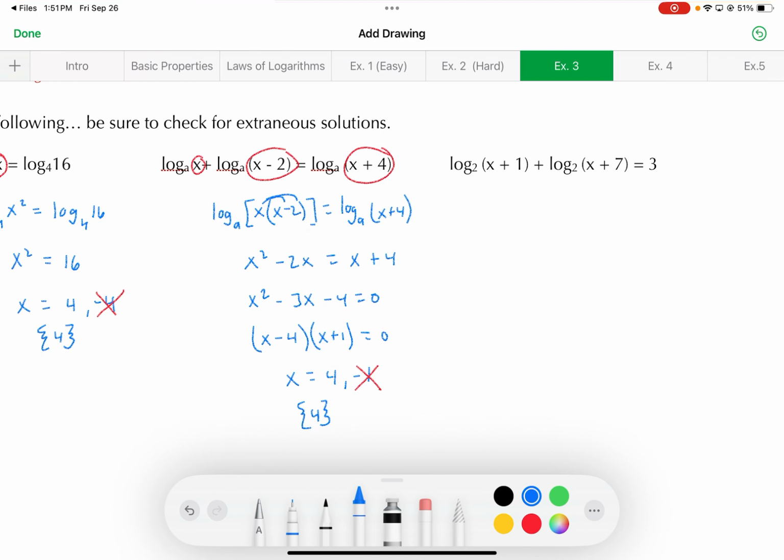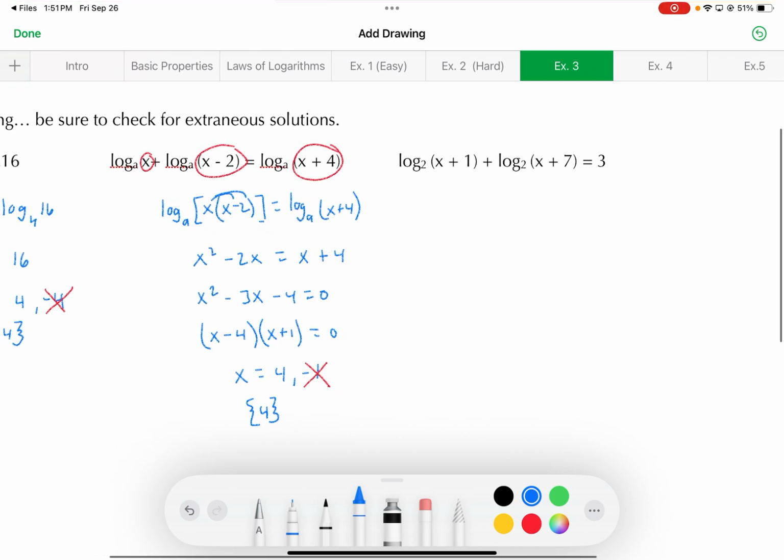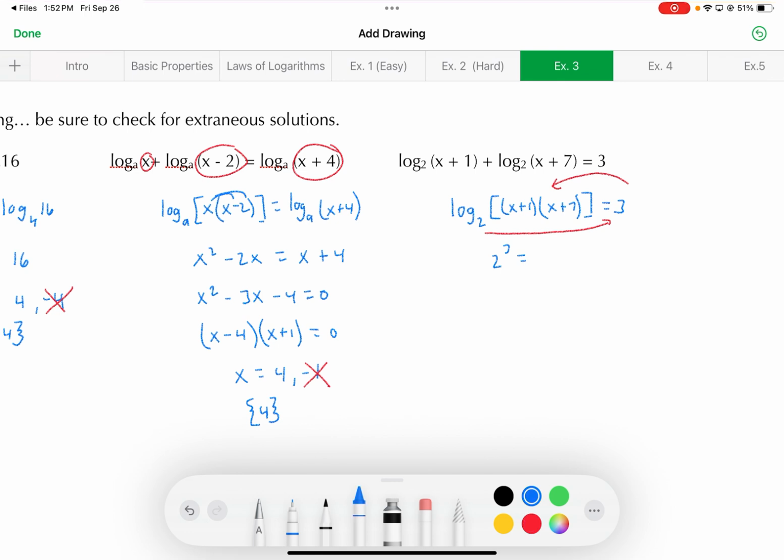Now I'm still going to start off the same way as I did on the last equation. I'm going to condense the left side here. So I'm going to make that log base 2 of x plus 1 times x plus 7. That's going to equal 3. And now, since the right side does not have a logarithm, I'm going to convert to exponential form.